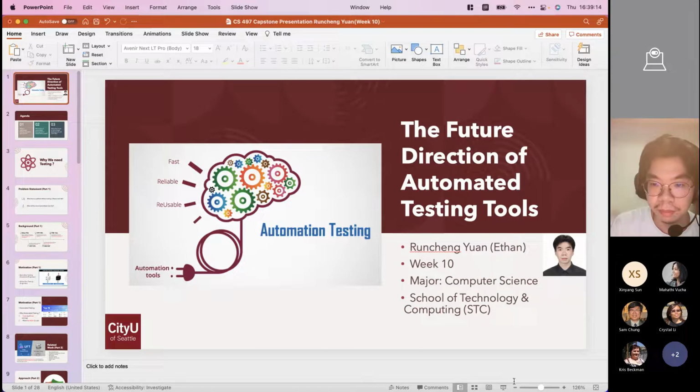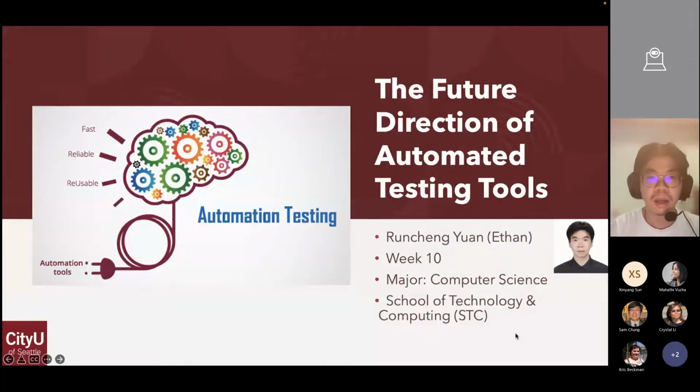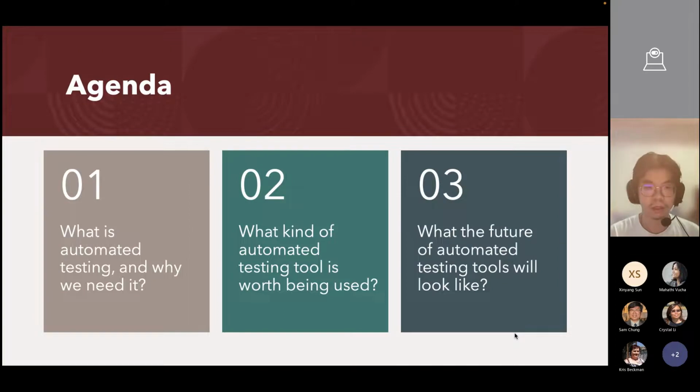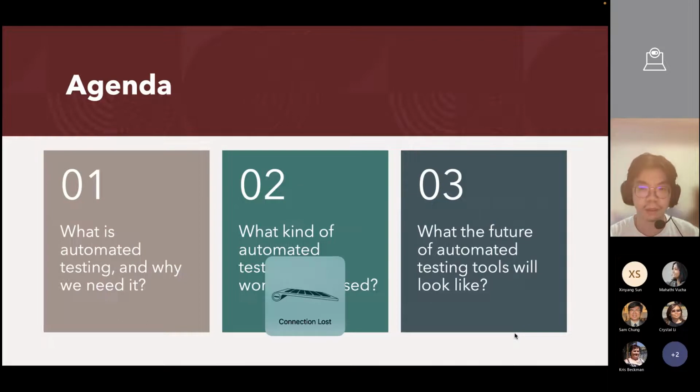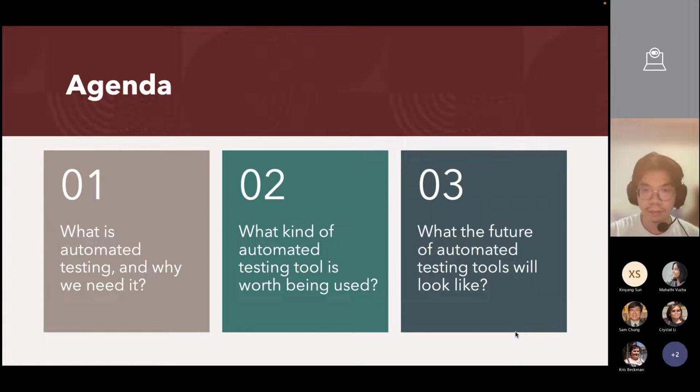Hello everyone. My name is Runcheng, and this is my Capstone project. The name is the Future Direction of the Automated Testing Tool. For the agenda, I divided it into 3 parts. The first part is what automated testing is and why we need it. The second part is what kind of automated testing is worth using. And the last part is what the future of automated testing will look like.